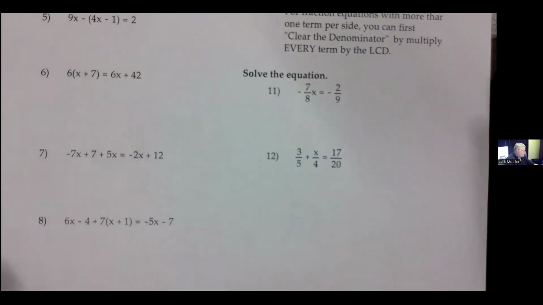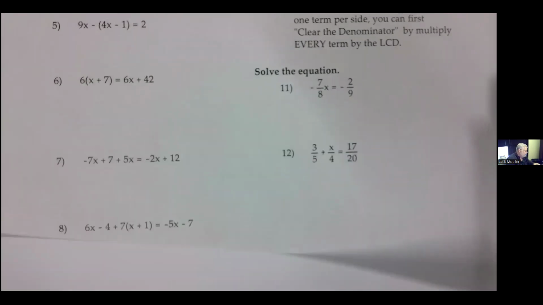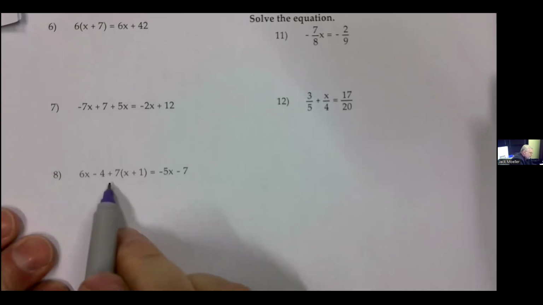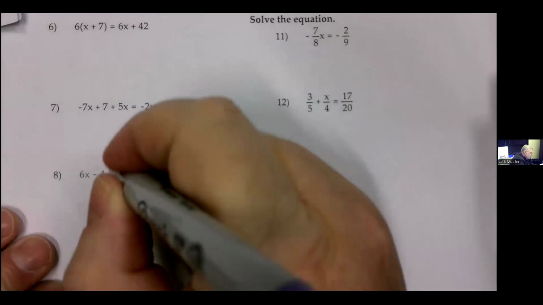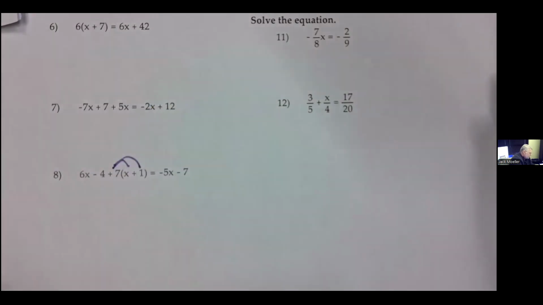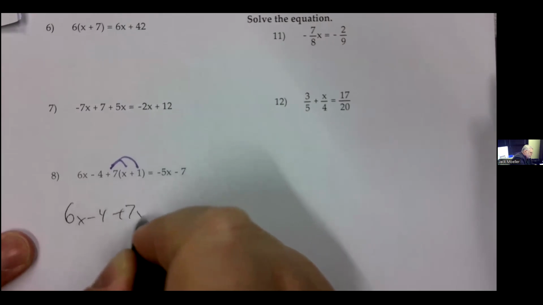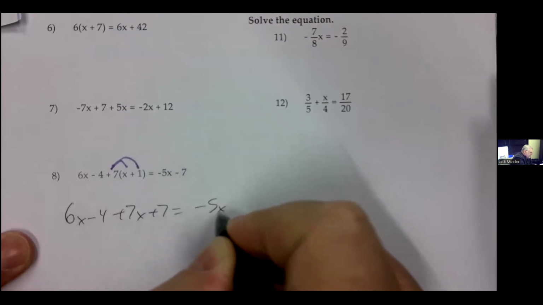So let's look at number 8. Work through that one. Let's just do it here. All right, so we have 6x minus 4 plus 7 parentheses x plus 1 equals negative 5x minus 7. Okay, so how do we start this? Well, on that left-hand side, we've got a distribution because we have that plus 7 outside the parentheses. So we're going to distribute that plus 7 to both of those. We have 6x minus 4 plus 7x plus 7 equals negative 5x minus 7.